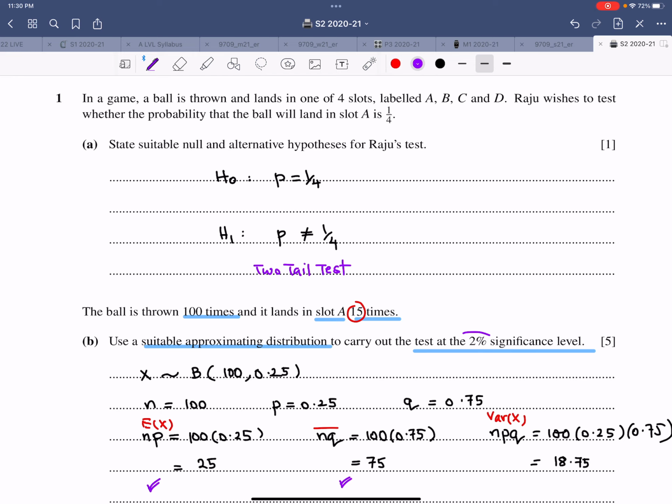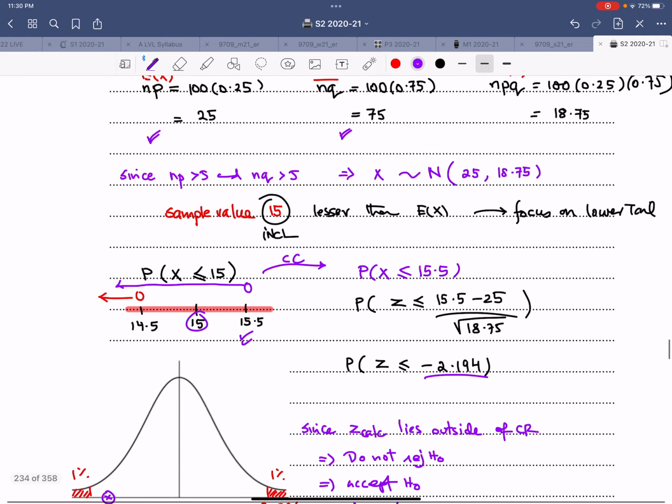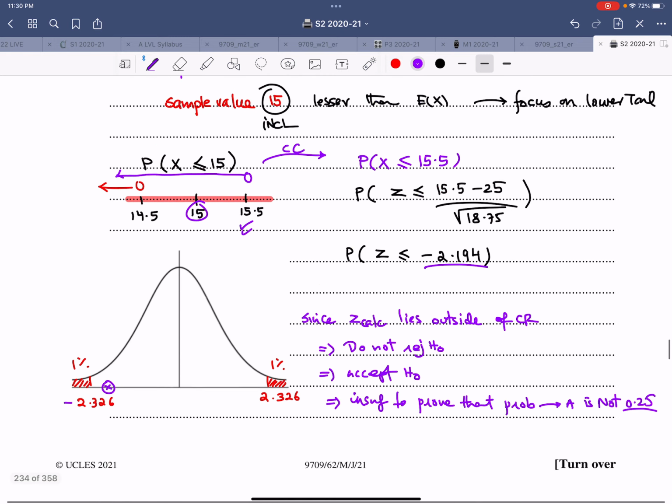1/4. So there is insufficient evidence to accept Raju's claim, that is one thing, and insufficient evidence to prove that the probability of landing in slot A is not 1/4, it is something else. So that's how you do a hypothesis test question, and in this one it was the first question that we got started with. So 1 plus 5 is 6 marks for this one. Now let's move to the second question.